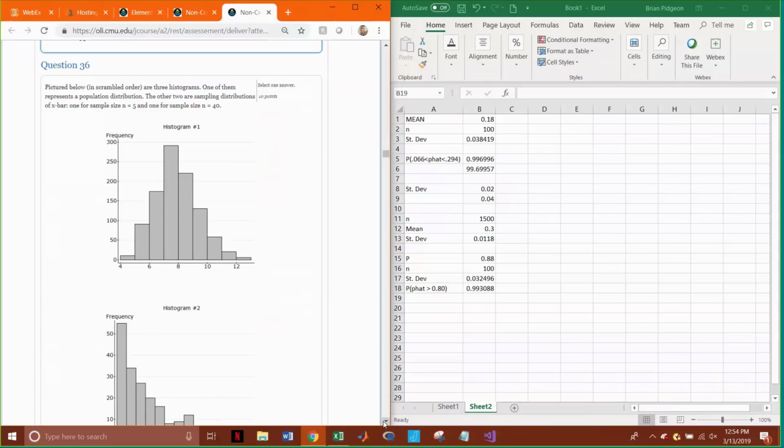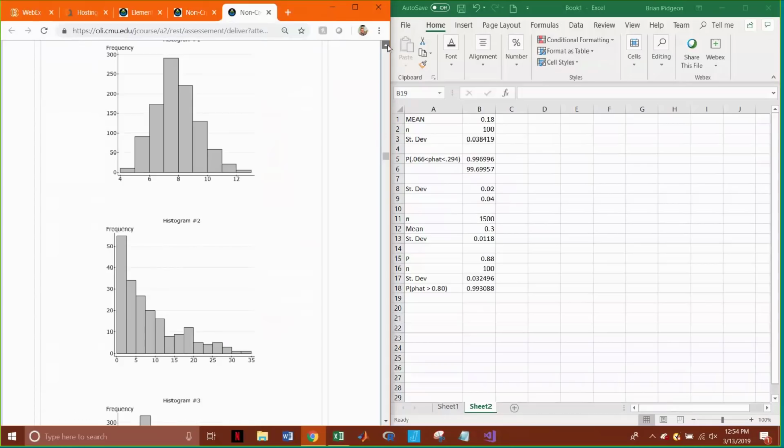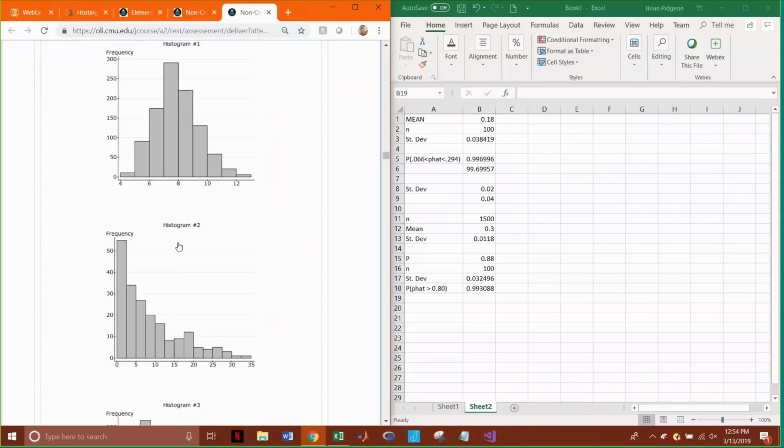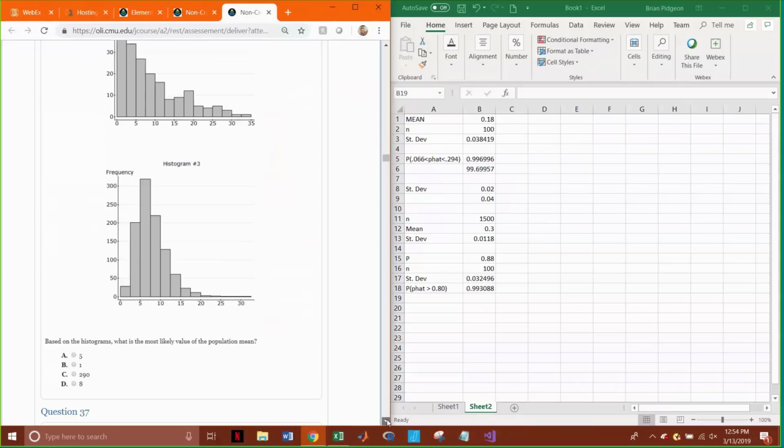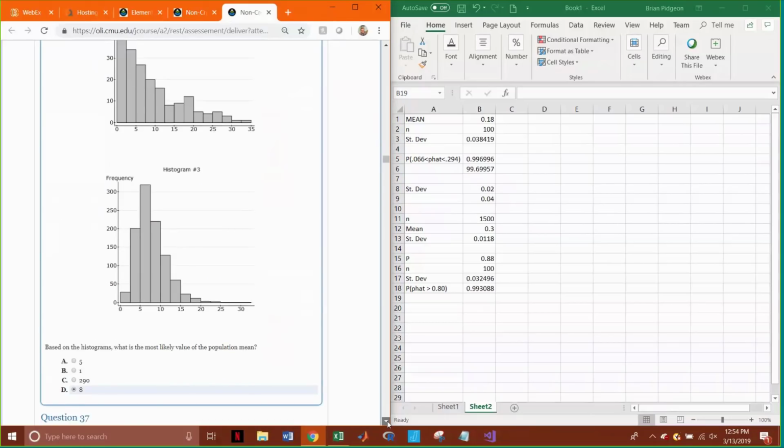Same as this one. We have three distributions. One's a sampling distribution of size 40. That's going to be the most normal one. One's going to be of size 5, and there's a population. So let's just use the most normal one. We know that there are sampling distributions from the same population of different sample sizes. Well, this normal one is centered at 8, so that's the most likely value for the population mean.